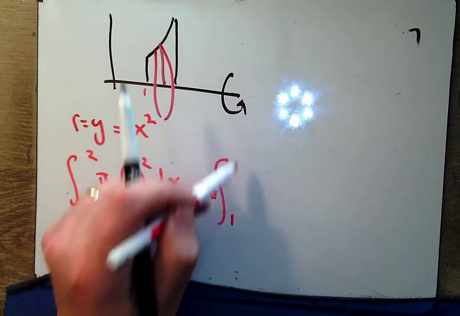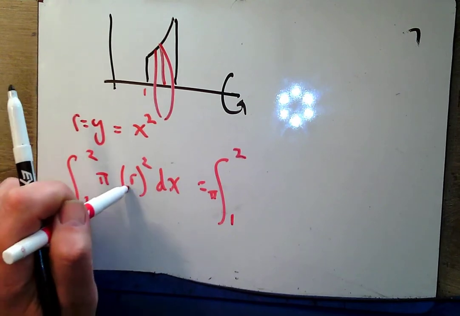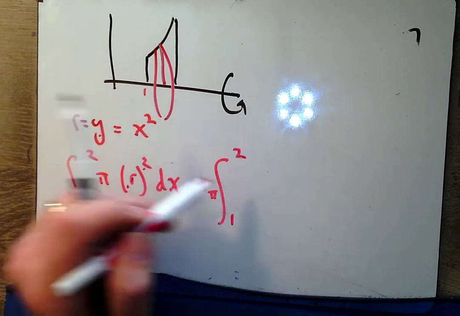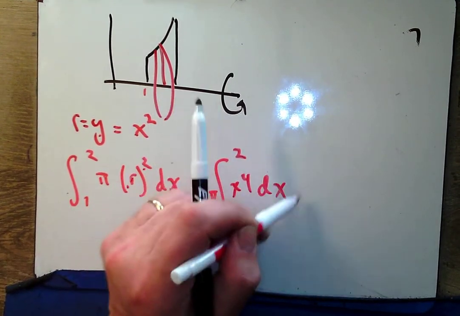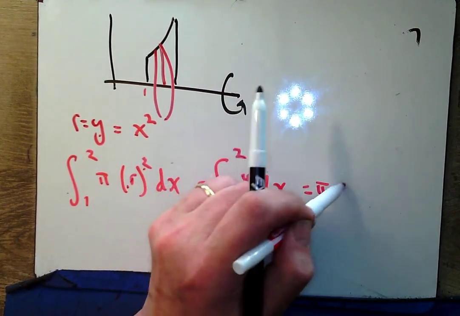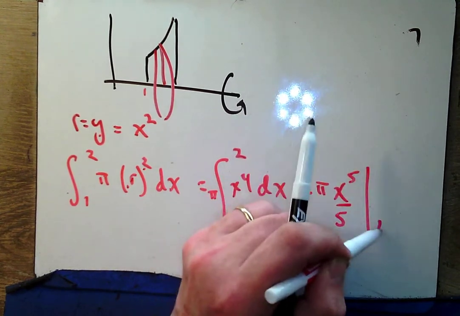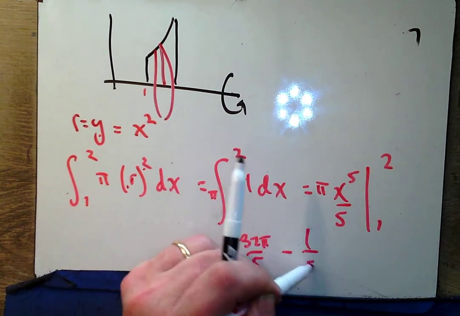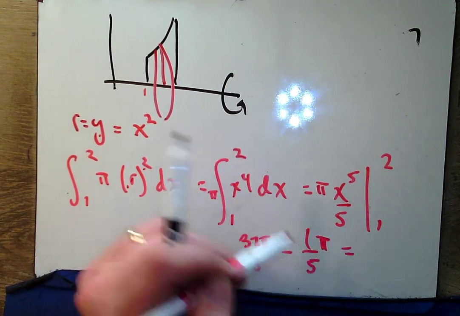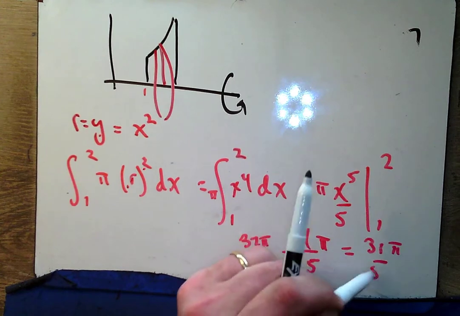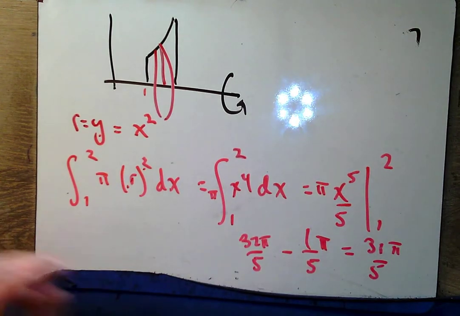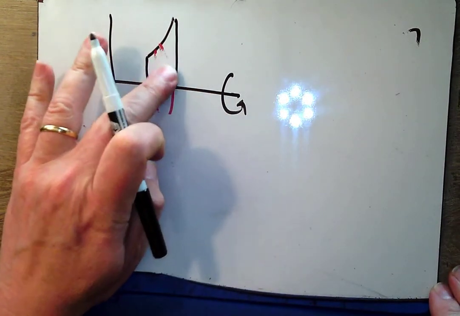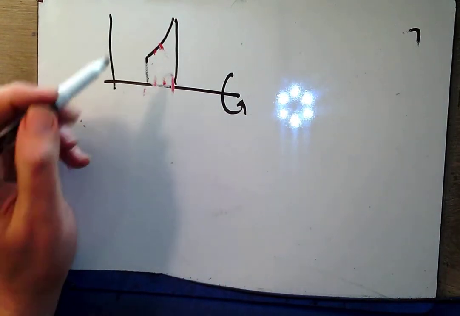So that's pi 1 to 2. Our radius is our y value, or x squared, and so x squared squared is x to the 4th dx. That's going to give me pi x to the 5th over 5 from 1 to 2. 32 pi over 5 minus 1 pi over 5 is 31 pi over 5. And that seemed pretty easy, pretty straightforward. Let's take a brief cautionary look if we wanted to do this with shells.